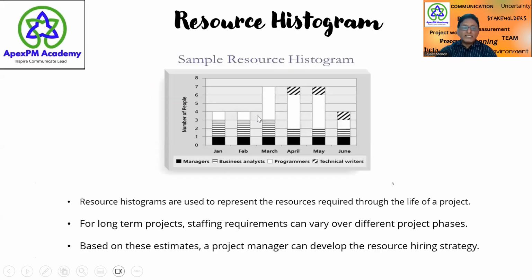This is a resource histogram. They're used to represent the resources required throughout the life of the project. So, for example, you see here that during the months of March, April, and May, the requirement of programmers is very high compared to those of technical writers, business analysts, and managers. So most of the development work will be carried out during the months of March, April, and May.